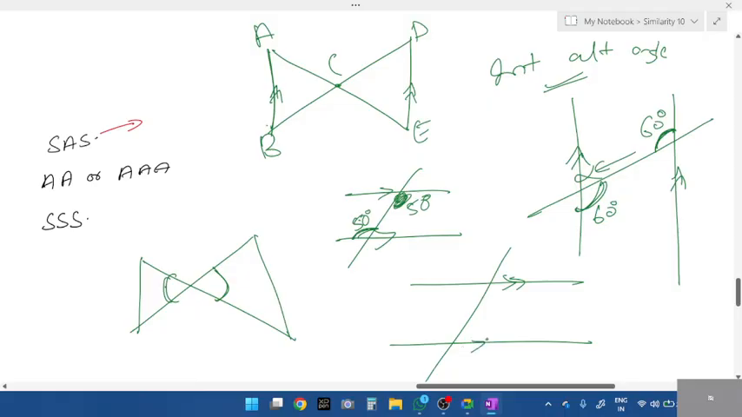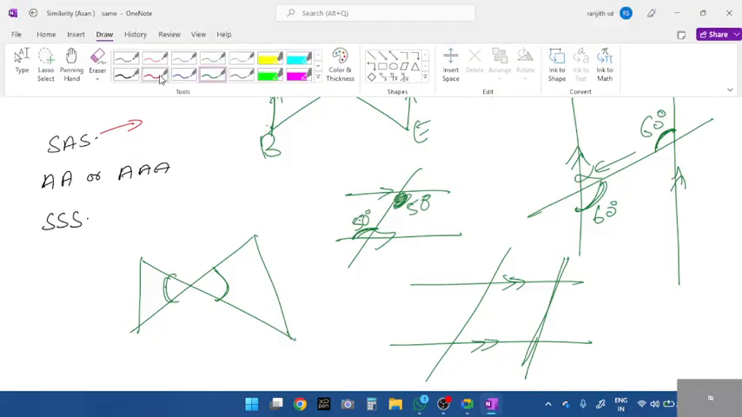Then in the same parallel line, where are the parallel lines, students? Top, bottom, or left and right? Look at the third diagram. Where are the parallel lines? Top and bottom, right?